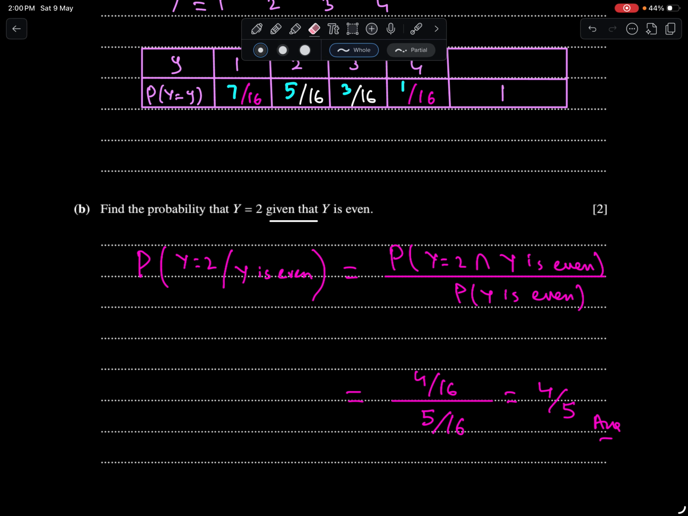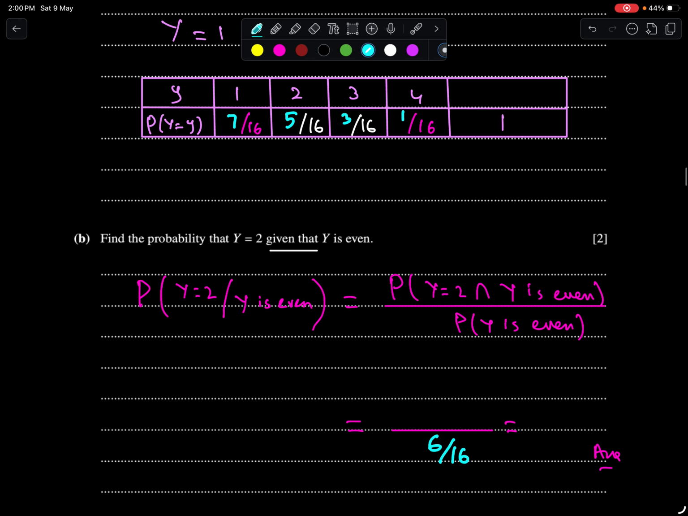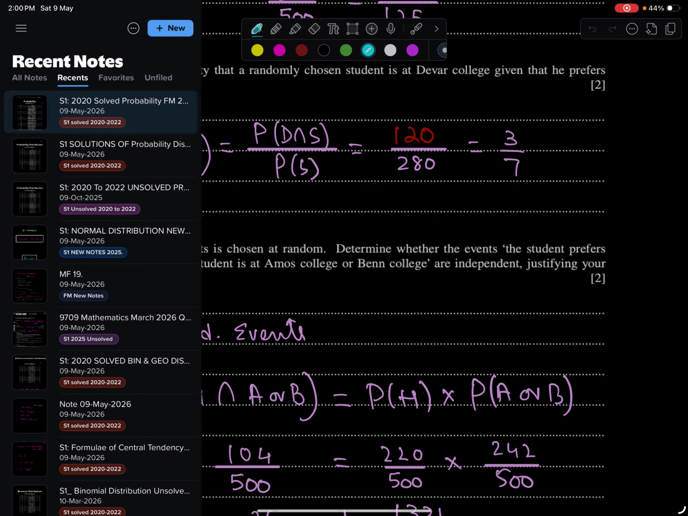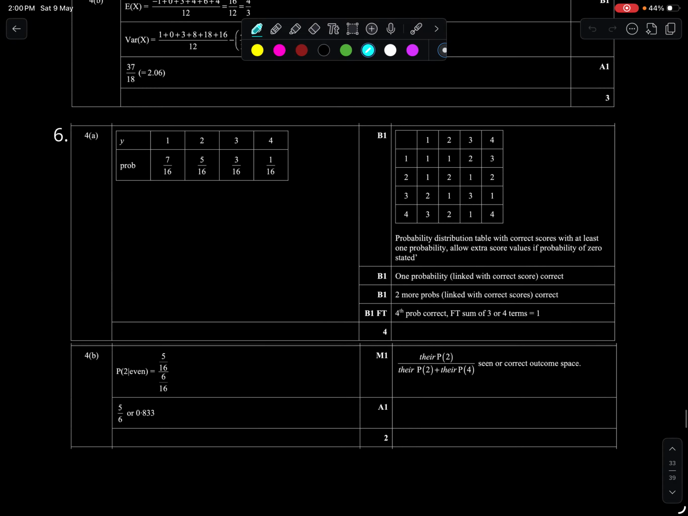So let me correct this as well. So 6 upon 16, and y is 2 and y is even. 2 and even, so 5 upon 16. So the answer is 5 upon 6. Yes, this is the right answer.